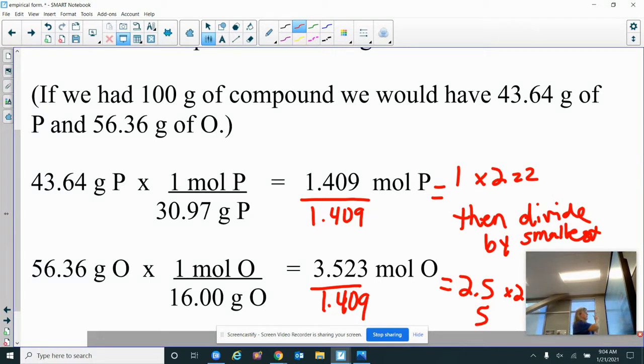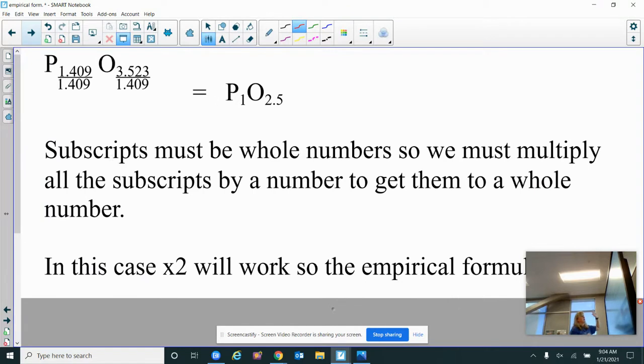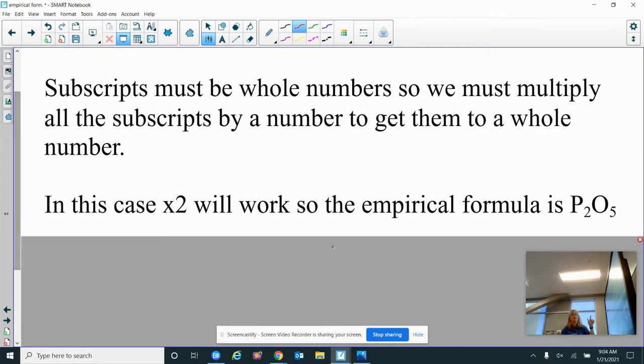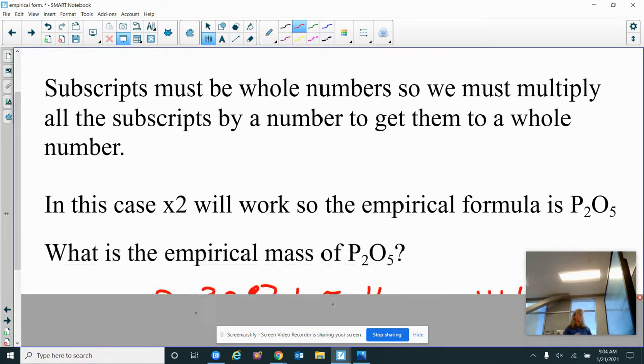Okay, so again, always divide by molar mass, then divide by the smallest. If I don't get whole numbers, or if it's not within 1/10 of a whole number, you can't just round. You have to multiply them by numbers to make them whole numbers. So this one comes out to be, again, 1 to 2.5, so multiplying both by 2, I get P2O5. Okay, that's the empirical formula.